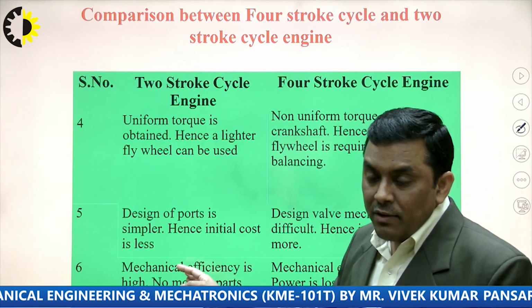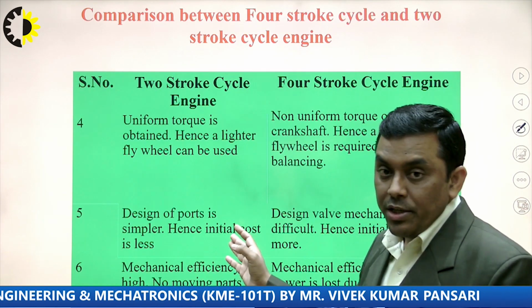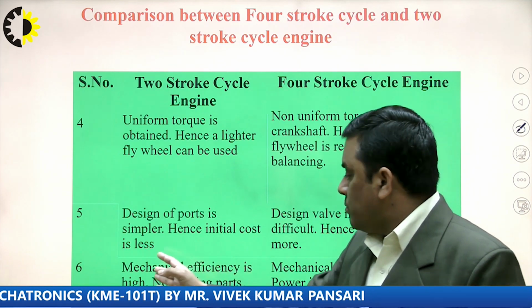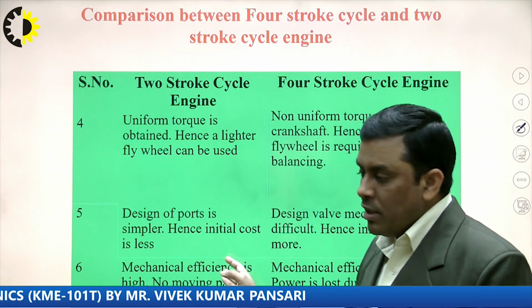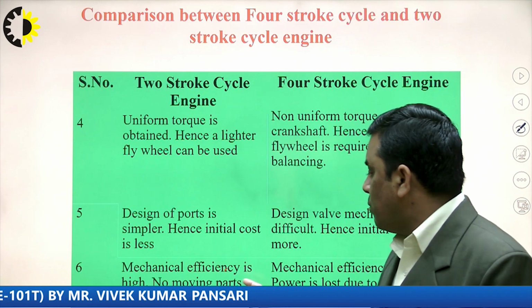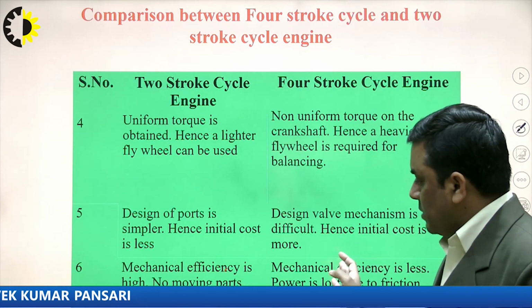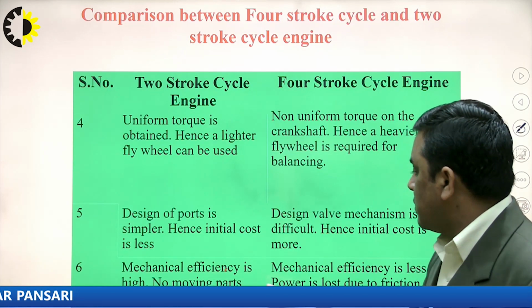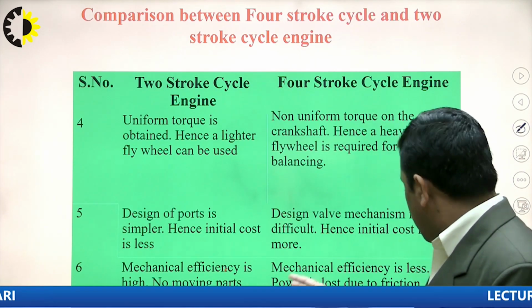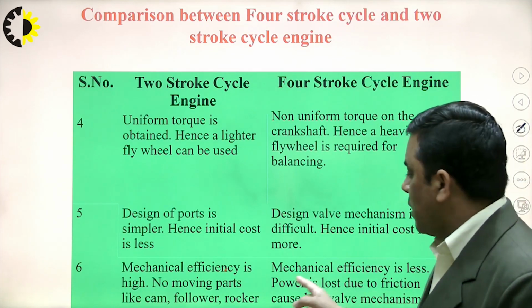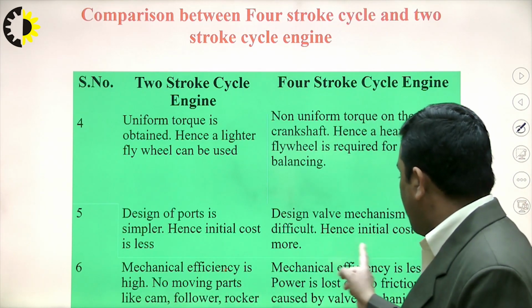Mechanical efficiency is high. Mechanical efficiency is related to the number of rotations or the power available. So, number of rotations are more here. So, the mechanical efficiency is more. Mechanical efficiency is less. So, that is why the power is less. No moving parts such as cam, follower, rocker. Here, but we are having a valve actuating mechanism which is governed by cam. So, we are having some more parts.